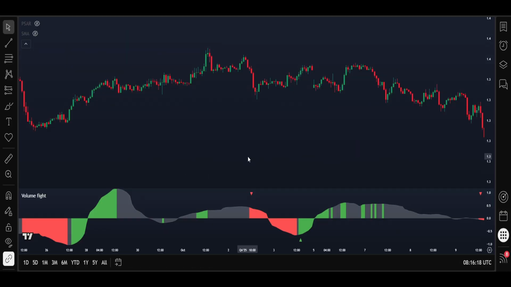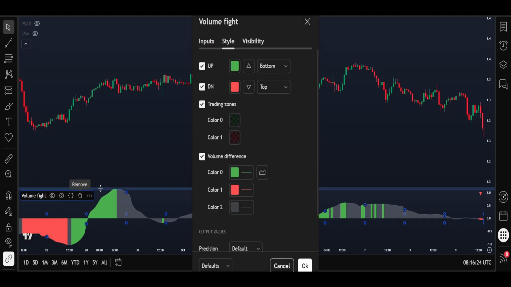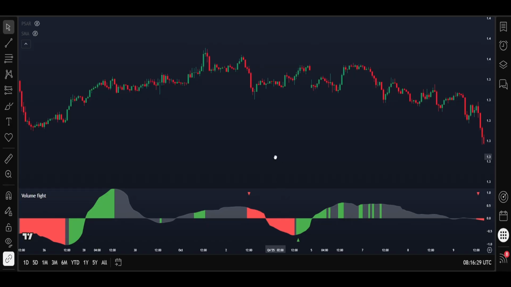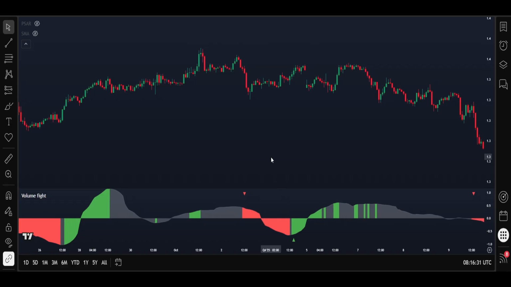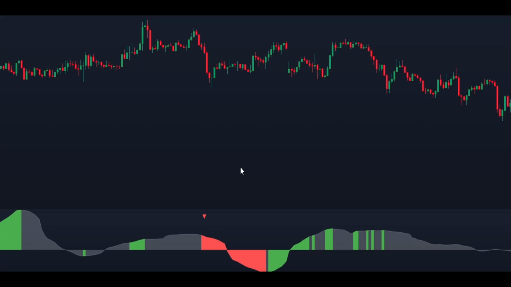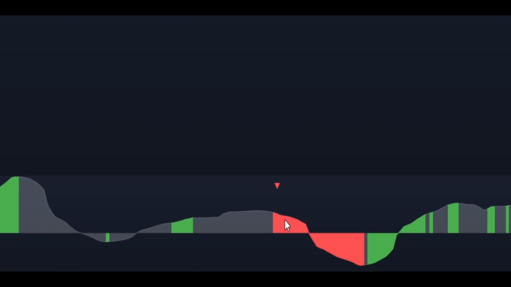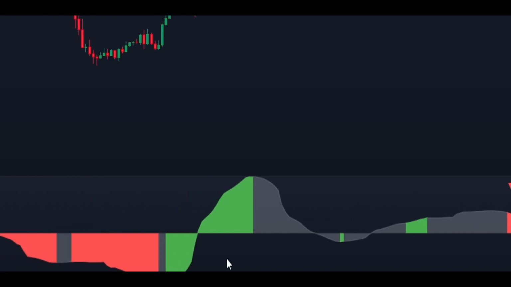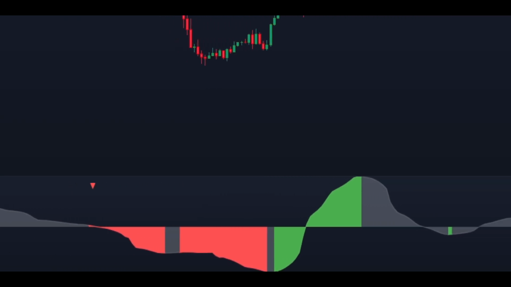Indicator settings. Volume Fight. We won't change any settings for Volume Fight indicator, as default settings are optimal. Reading basics. The indicator splits traded volume into bullish and bearish components and shows dominance as colored zones. Green zones indicate bullish volume dominance. Red zones indicate bearish volume dominance. Gray zones are flat zones where we stand down. The histogram relative to the zero line adds confirmation.